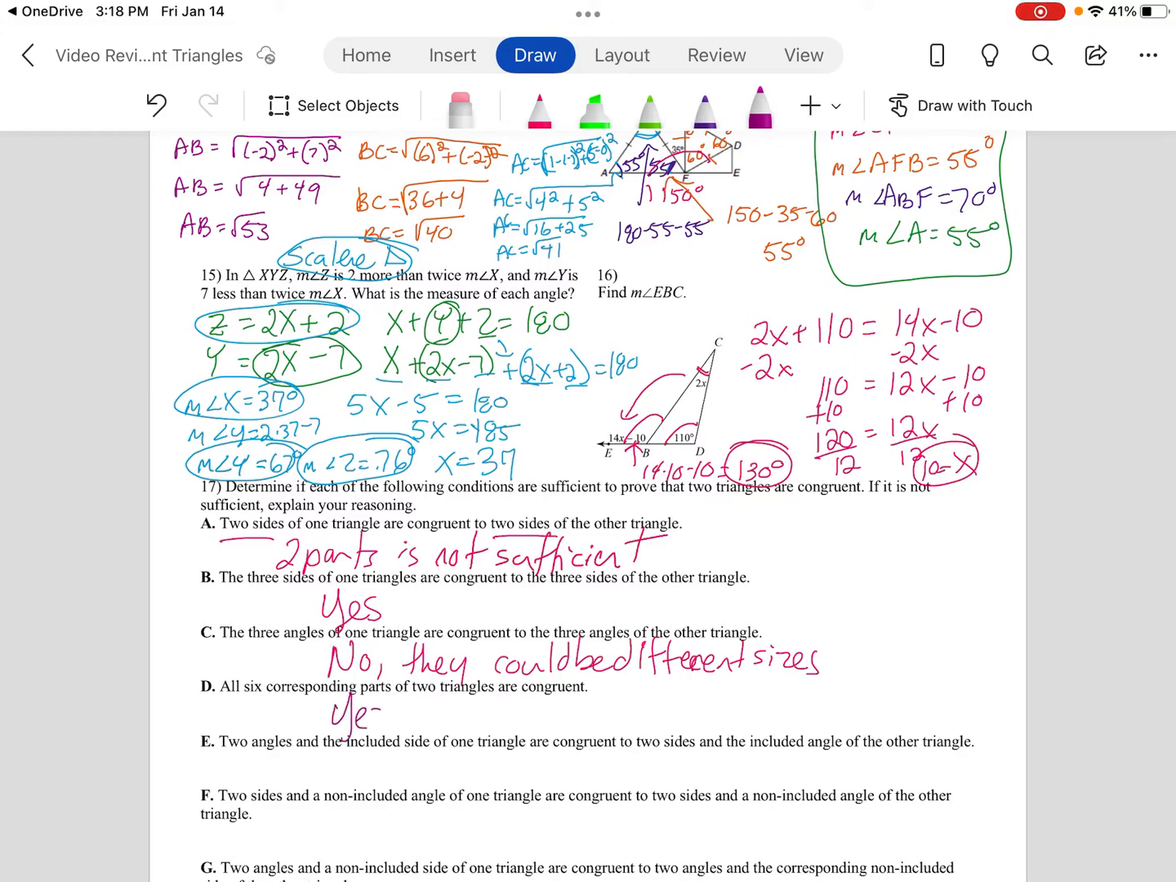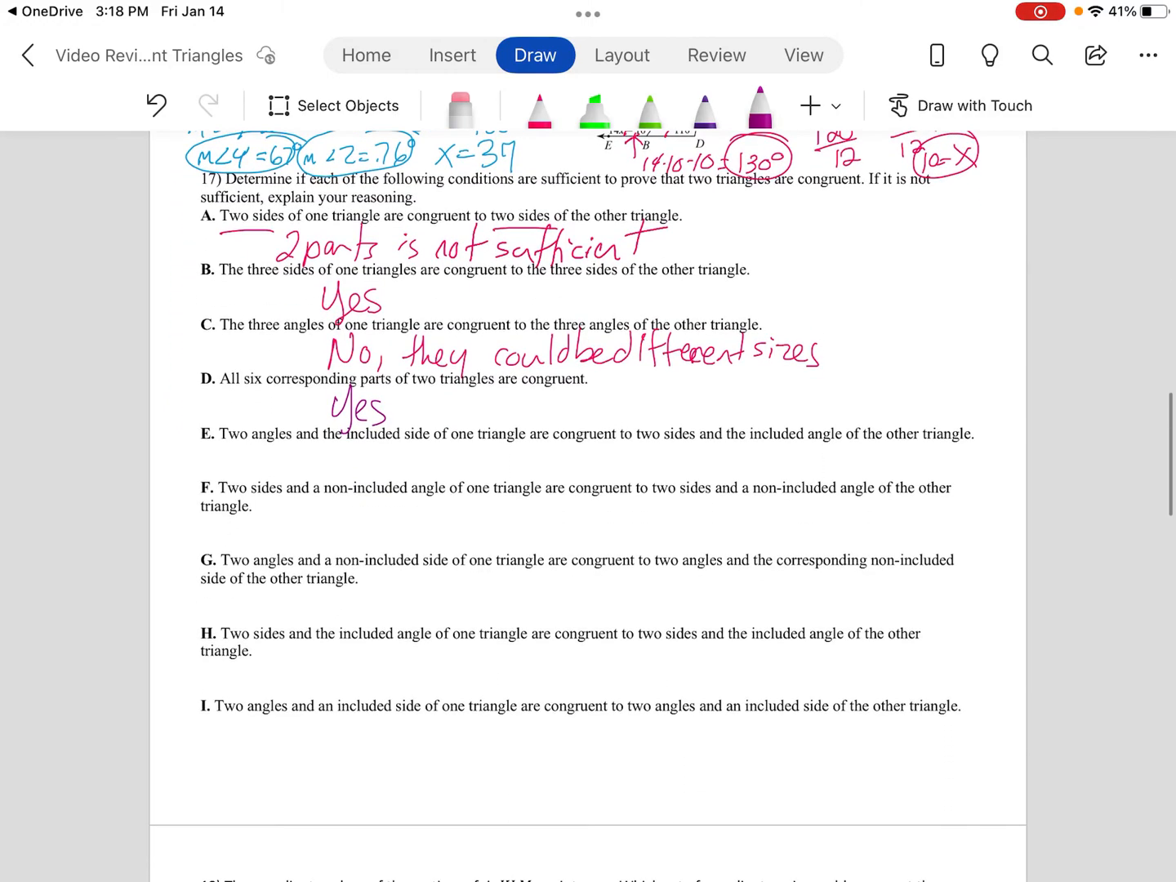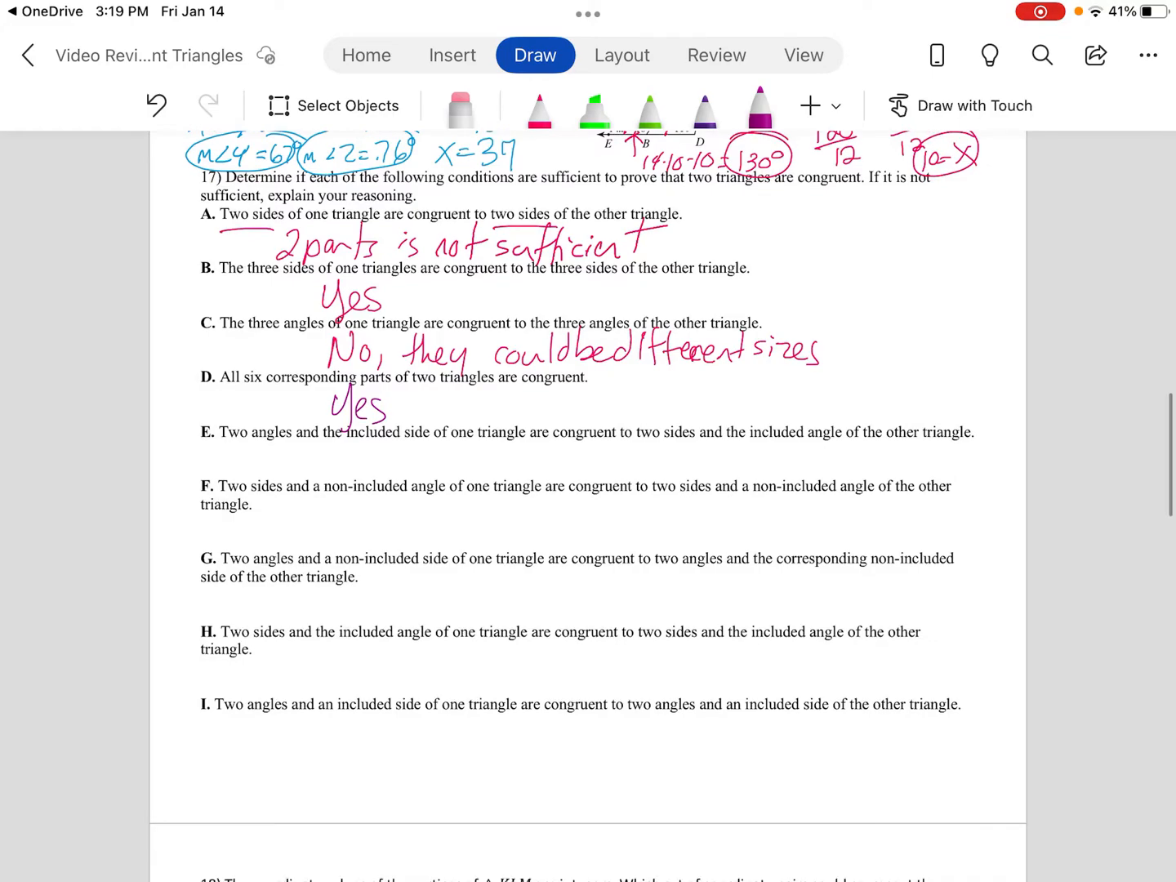All 6, this is a yes. All sides are congruent. That's the first congruence criteria. 2 angles and the included side. So I draw a triangle. I have 2 angles and the included side and 2 sides and the included angle. This is going to be no, because there are different criteria.